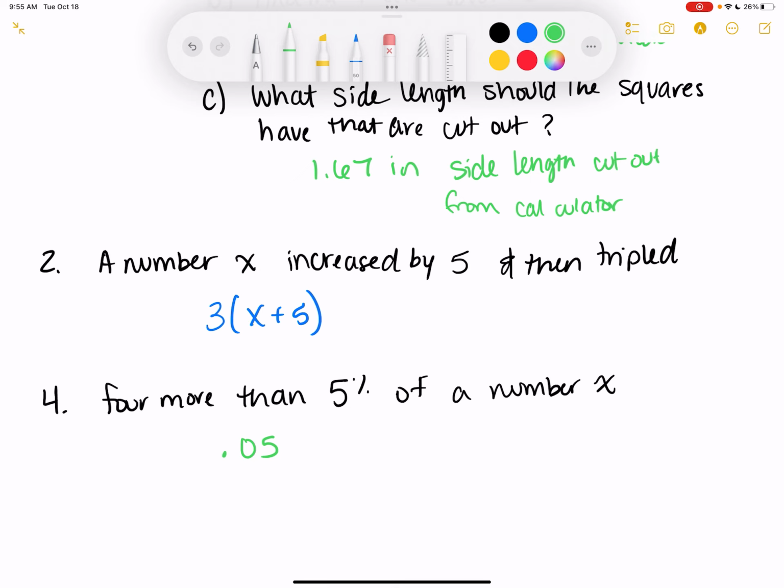0.05x plus 4. So 5% of a number x, and it's 4 more than that, so plus 4. And yes, if you wrote 4 plus 0.05x, that would still be fine.